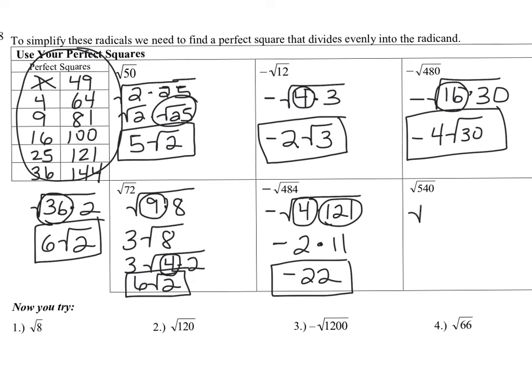So the fastest way to do this problem is to do 36 times 15. And then I'm going to circle the square root of 36 because that's what I'm finding. The square root of 36 is 6, and you would get 6 square root of 15.